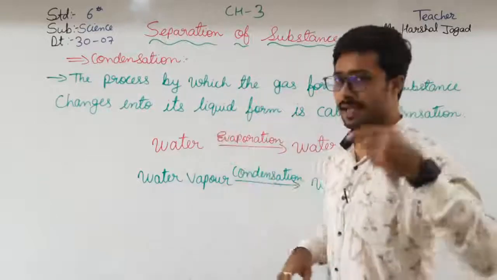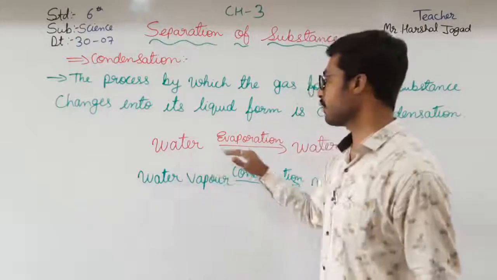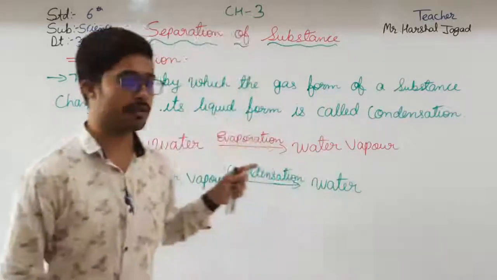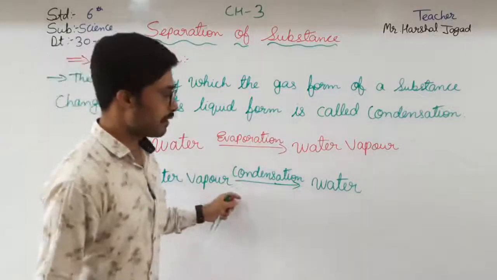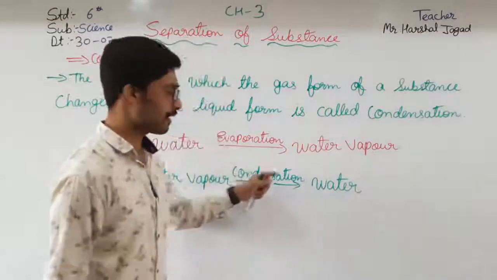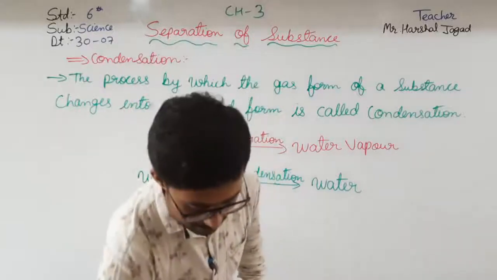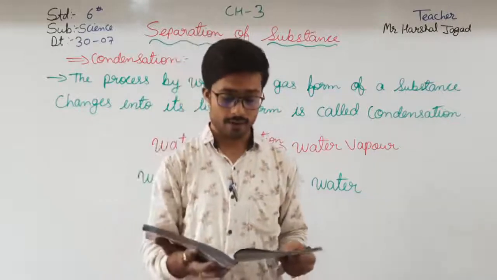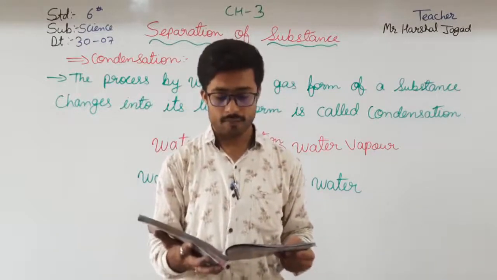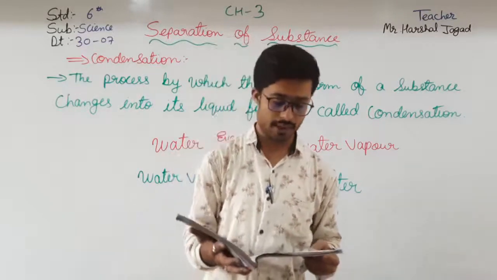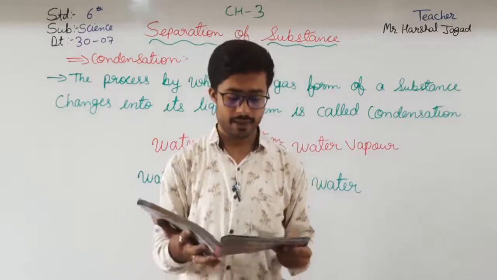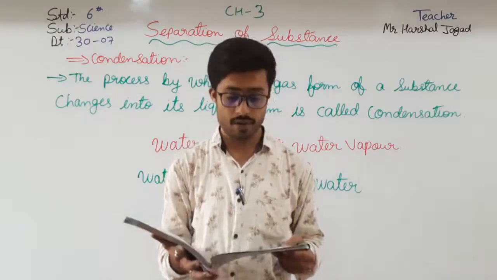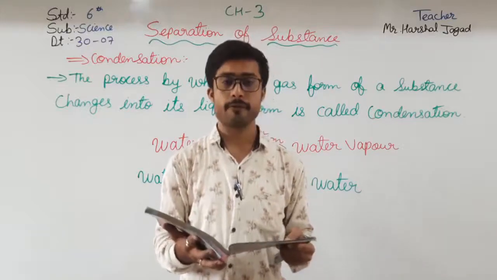If I explain it again: water converted into water vapor is known as the evaporation process, and water vapor converting back to water is known as the condensation process. When you take a bottle of water out of the refrigerator, tiny drops of water appear on the bottle after some time. This happens because the water vapor present in the air condenses on the cooling surface of the bottle and changes into drops of water.